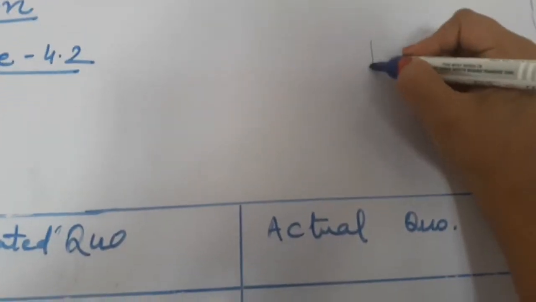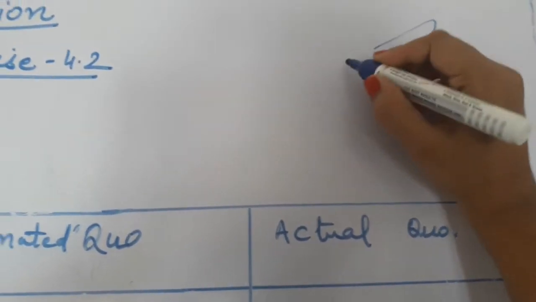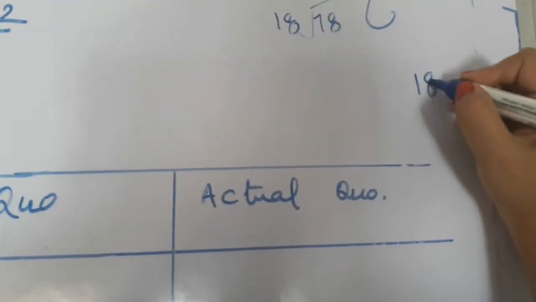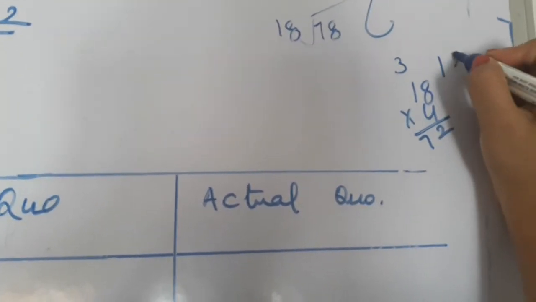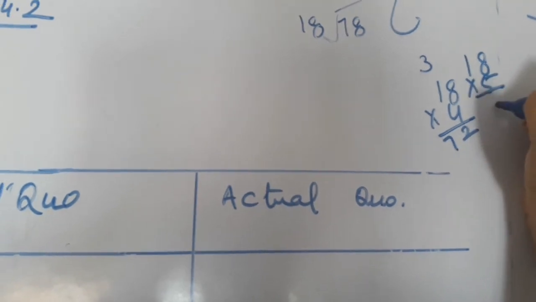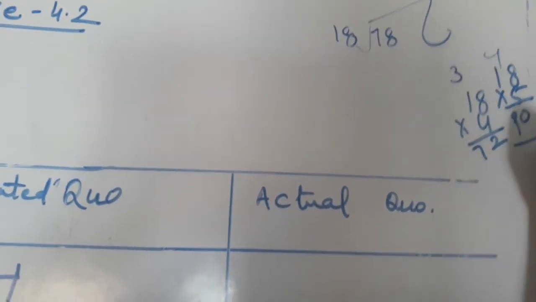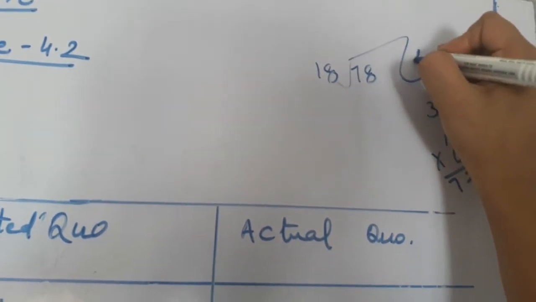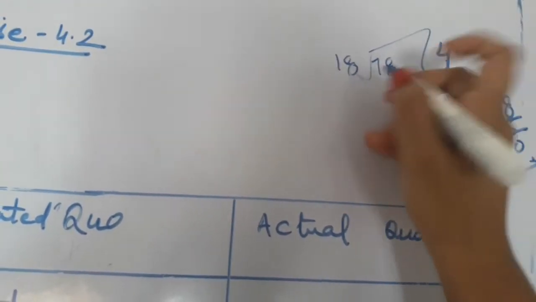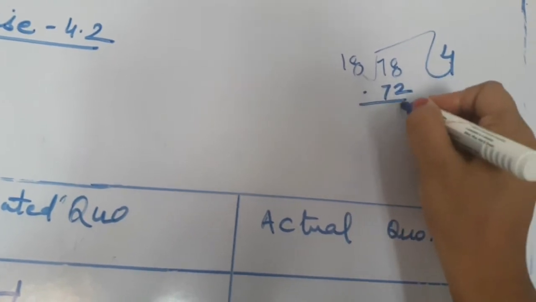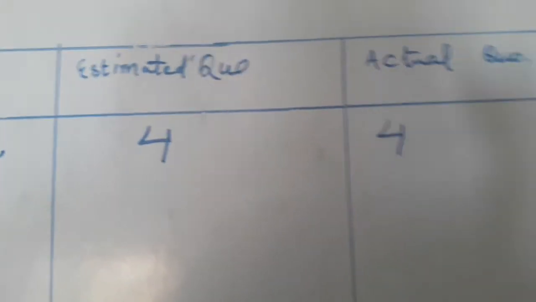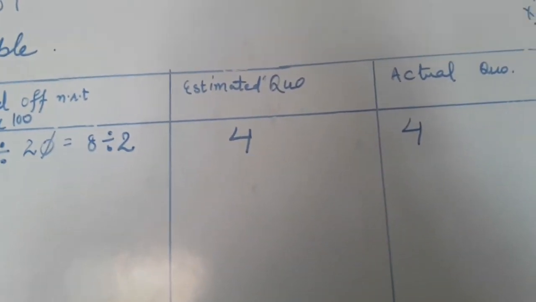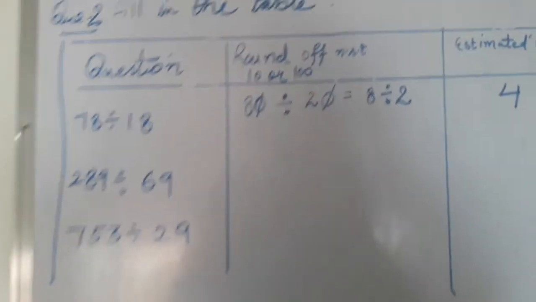Divide it in the rough and see. Count it. 18 4s are 72. If you count 18 multiplied by 5, it is 90. 90 comes. So it comes on the table of 4 only. 18 4s are 72, and we will leave the remainder as 6. But my actual quotient becomes 4. Here my actual quotient becomes 4. Clear? Okay. Now let's see the next part.